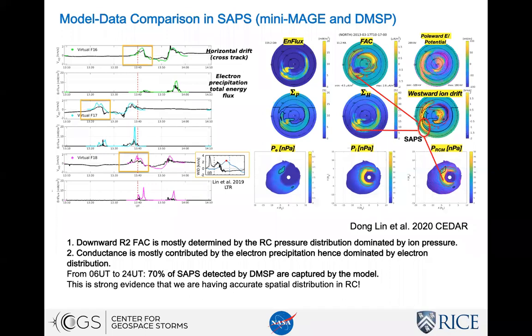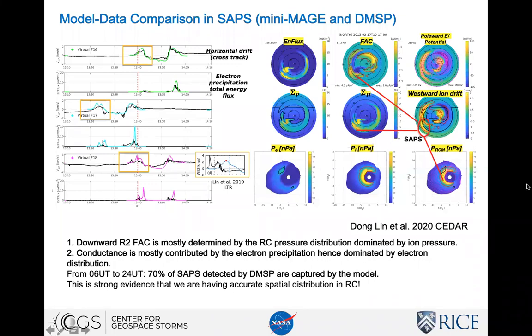So if we check the source region, the downward region 2 current is mostly determined by the ring current pressure, which is dominated by the ion distribution. And conductance is mostly contributed by the electron precipitation, hence dominated by electron distribution.